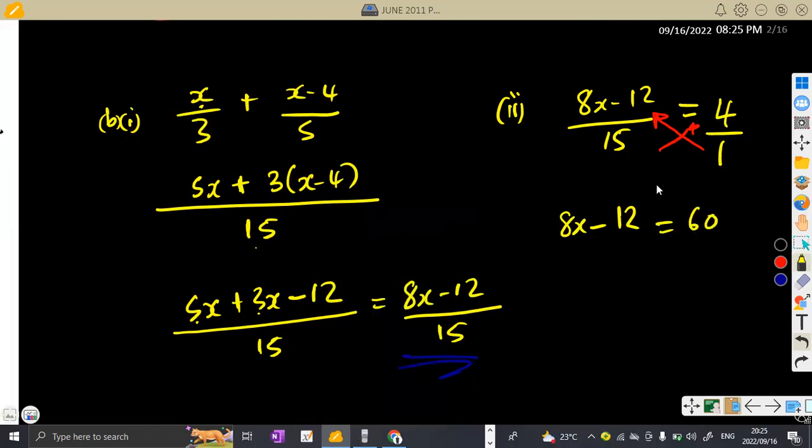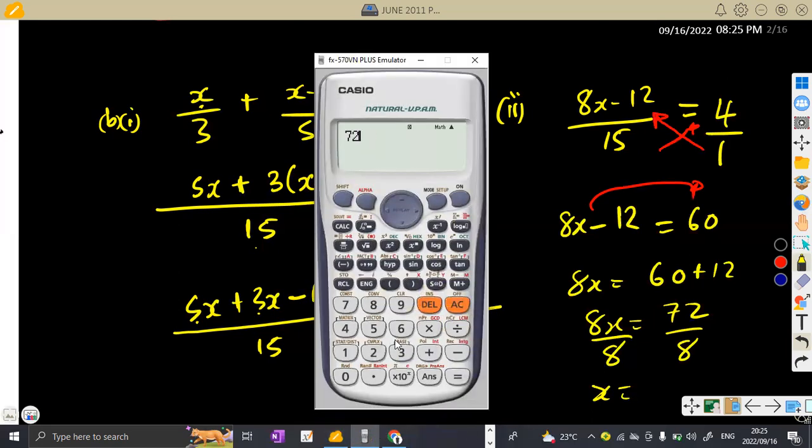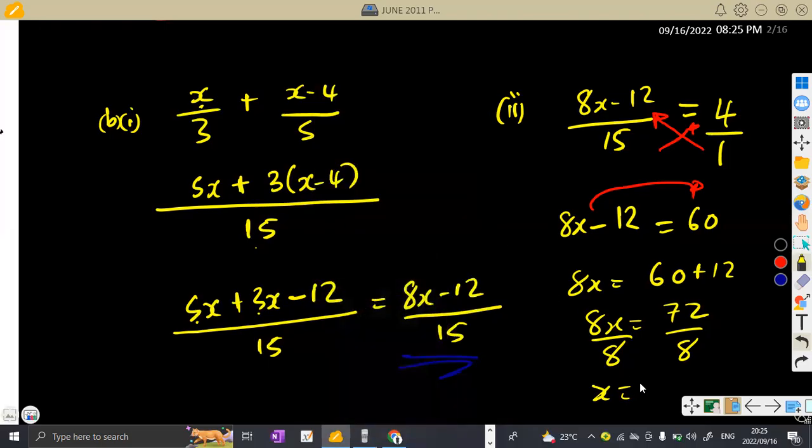So collect like terms. You can transpose the negative 12 to the other side of the equation, which is going to be a positive 12. So it's 8x equals 60 plus 12, which is 72, if we add properly. Divide by 8 to obtain the value of x. 72 divided by 8 gives us 9. So that's our x, which is equal to 9. So that was the condition.